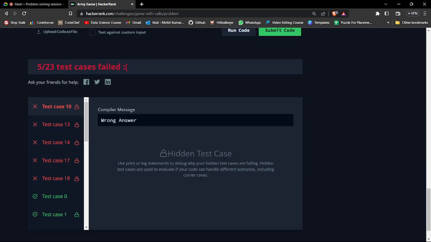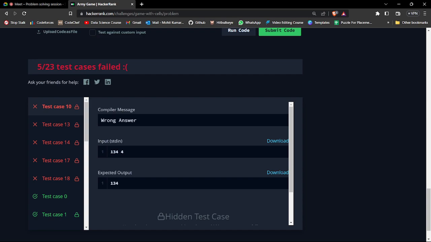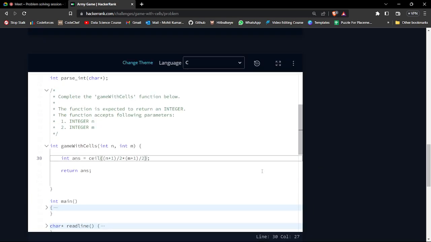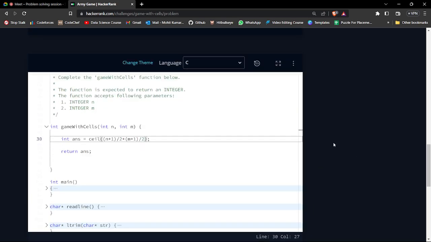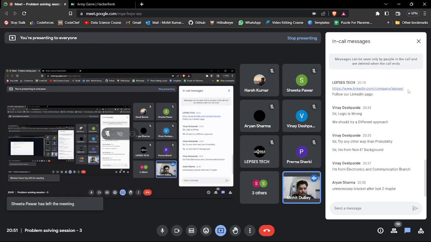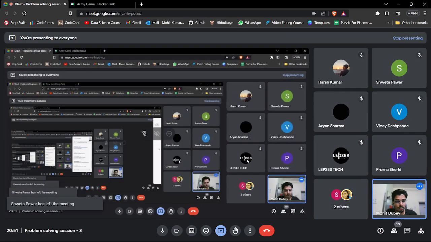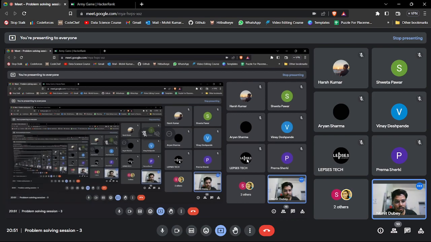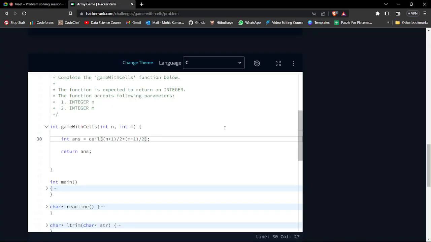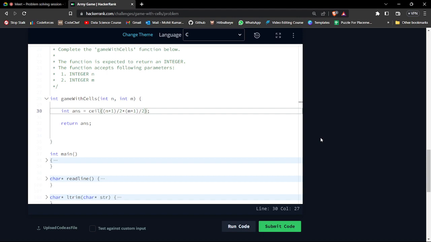Okay, let's just unlock this. This is 134 and 4. Okay, so what we observe from here is that, yeah, is anyone saying something? Come on. Okay, so let's decode this question. This question has taken too much time, and I also got confused in between.